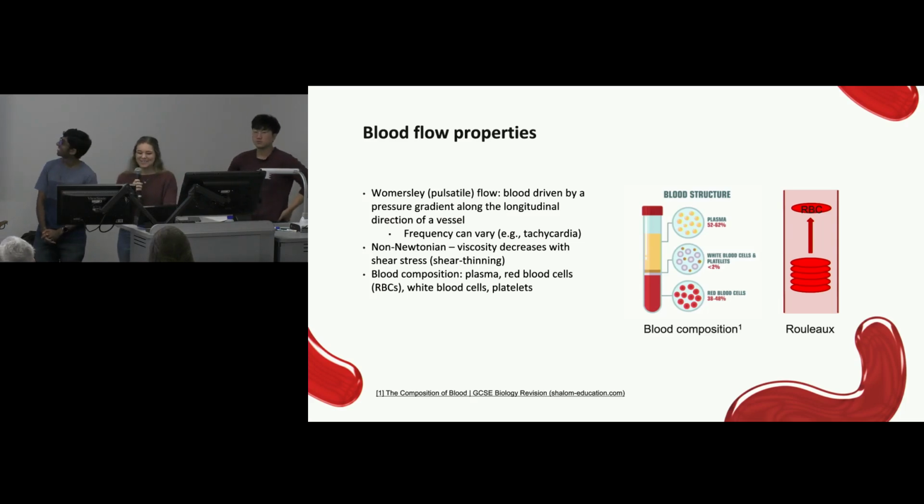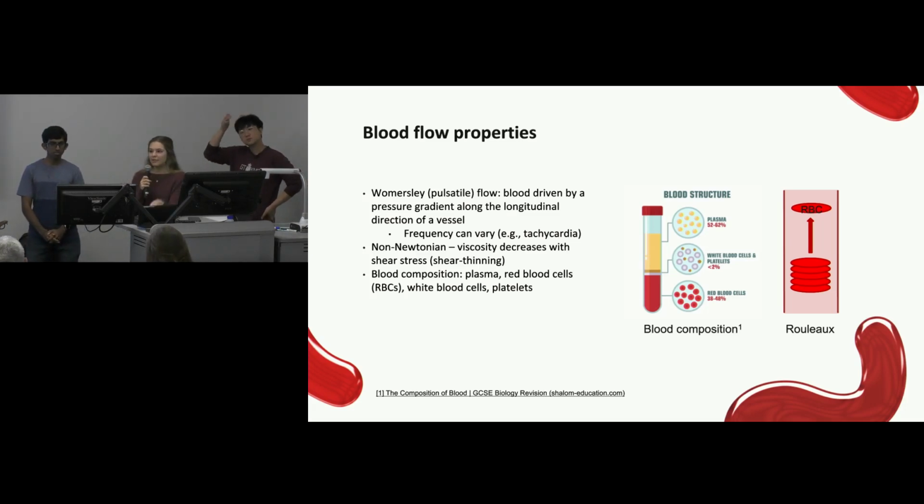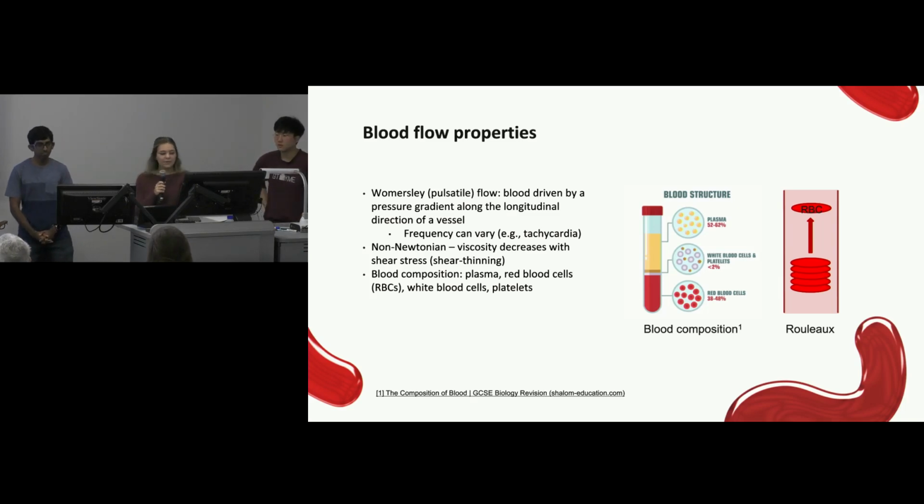It also behaves as a non-Newtonian fluid, as we've also briefly discussed. So its viscosity decreases with shear stress, also known as shear thinning, and we will refer to it as thixotropy a little bit later. It's composed of plasma, red blood cells, white blood cells, and platelets.